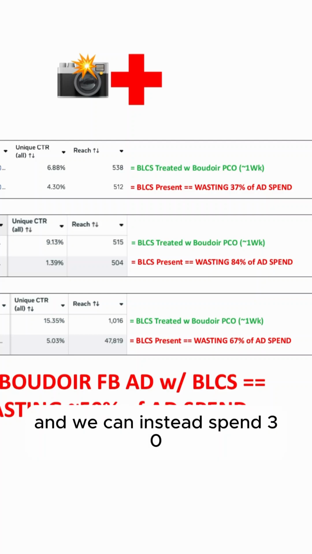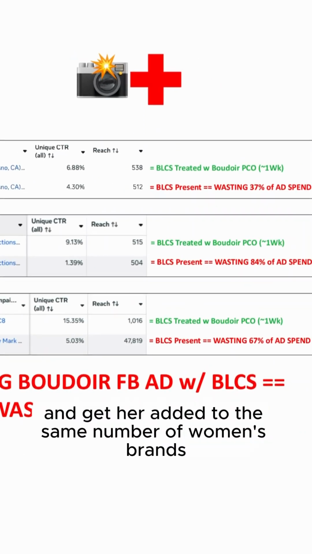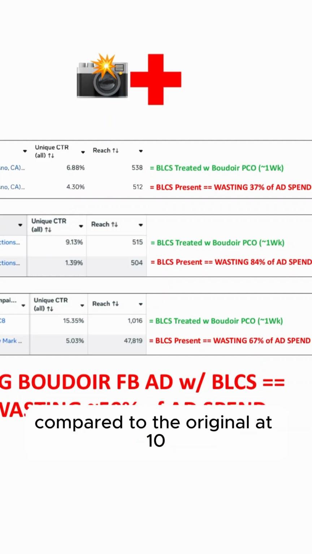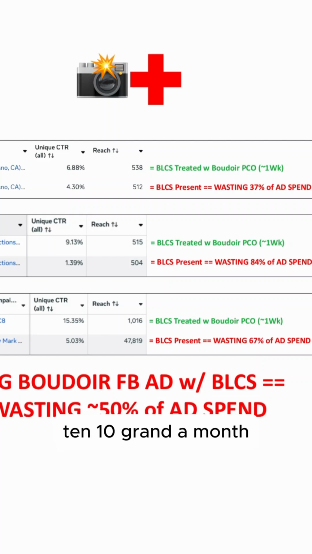And we can instead spend 3,300 bucks a month on the Boudoir Pico treated ad and get our ad into the same number of women's feeds at 3,300 bucks a month, compared to the original at 10 grand a month.